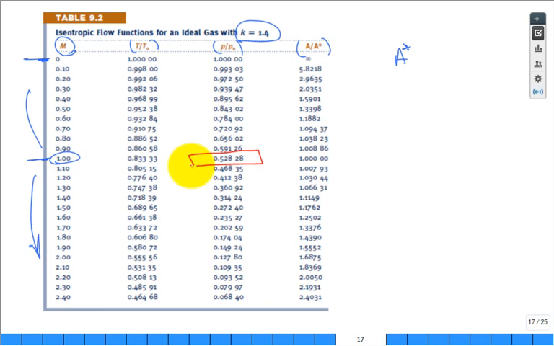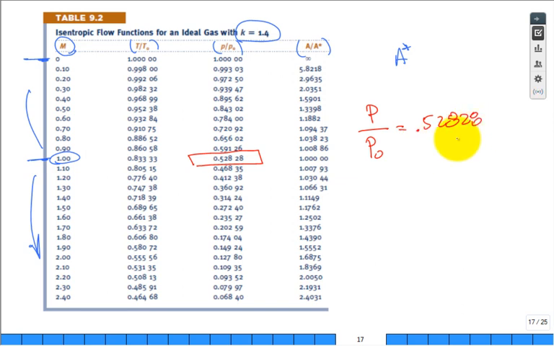It's like a grade schooler comes up to you and says, tell me a little bit about 3.14159. You would launch into a long discussion about pi, wouldn't you? Sure. Well, they're going to launch into a long discussion about this number and the importance of this number. So what do we have here? Let me try and describe it. P divided by P naught is equal to 0.52828.